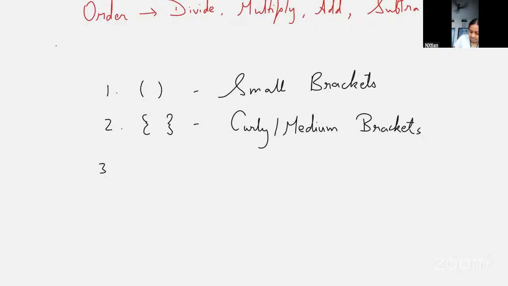The third one looks like a square, like this. These are known as square bracket or big bracket.